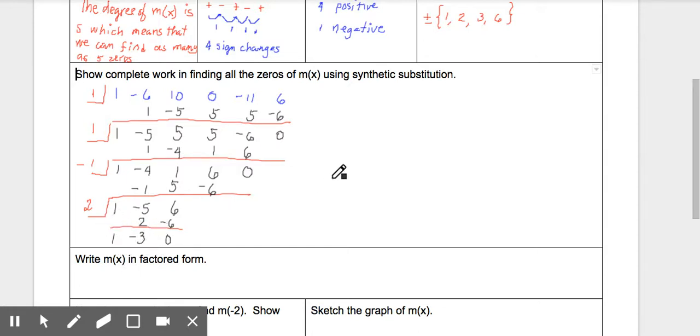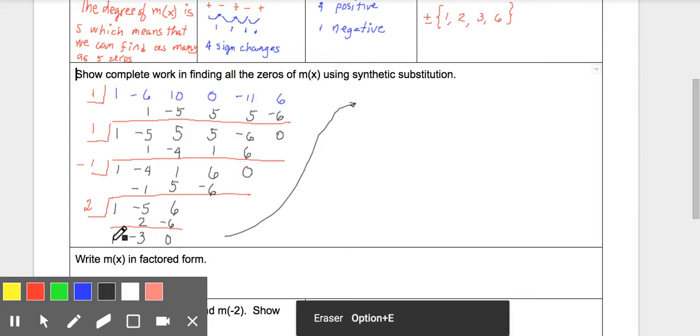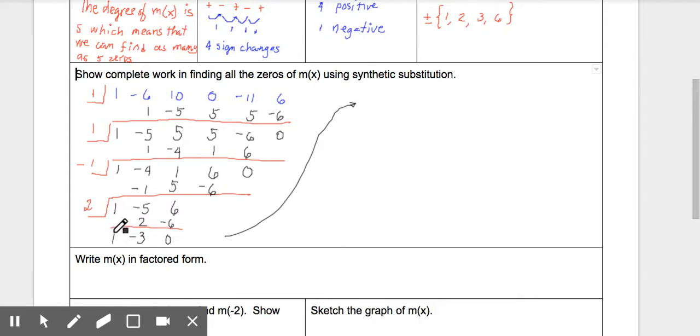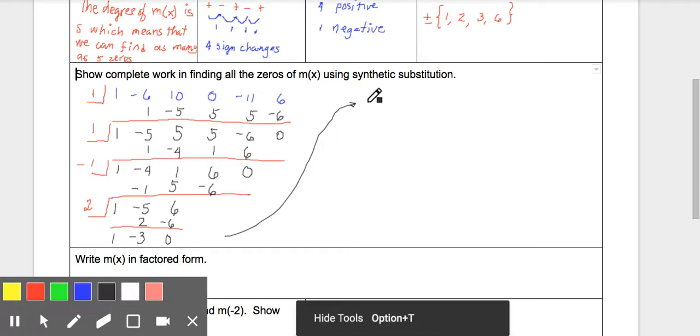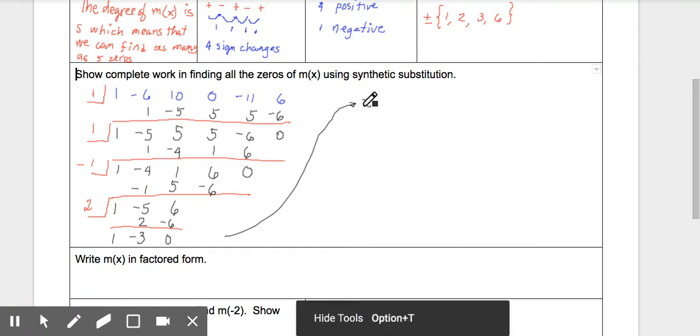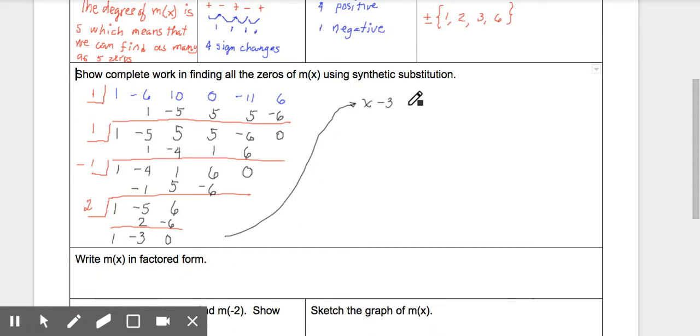So we'll just take this in. Okay, the 1 is the coefficient of x, so 1x, and this is the constant term. So 1x minus 3 is equal to 0. So we'll add 3 to both sides. X equals 3.